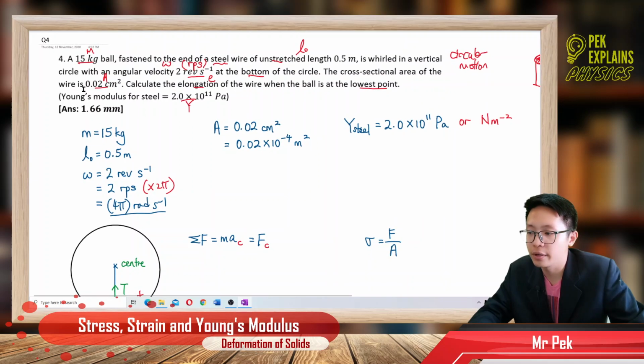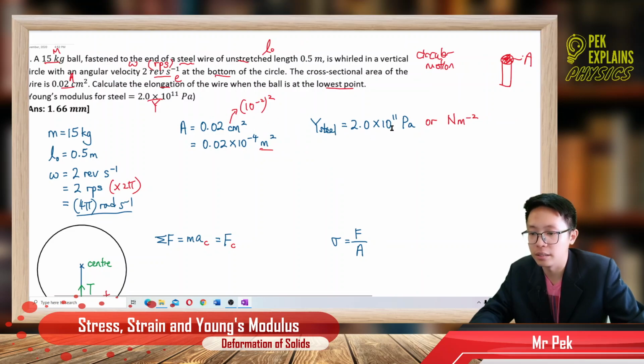Now, I have the cross-section area for the wire also. Centimeter squared, change to meter squared. Centi is negative 2, and at the power of 2 it becomes negative 4. Many students make this mistake. Remember that. Now I have the cross-section area in SI unit. The Young modulus is in Pascal, or Newton per meter squared.